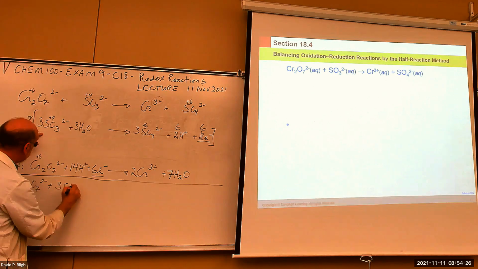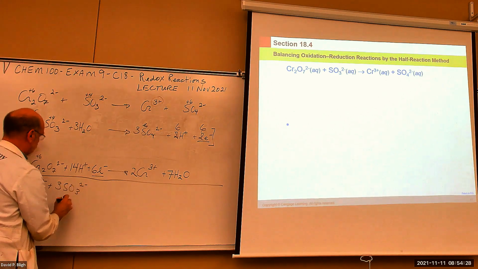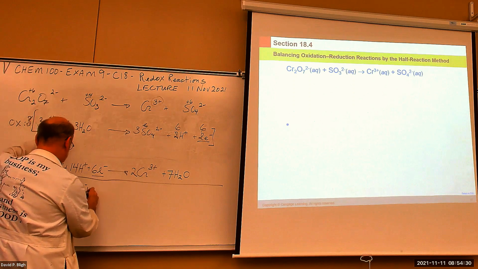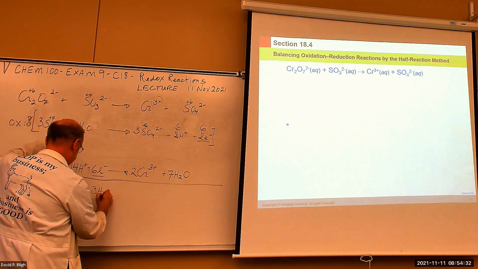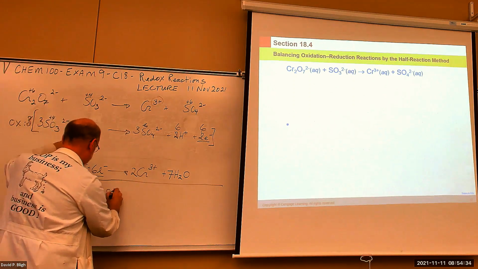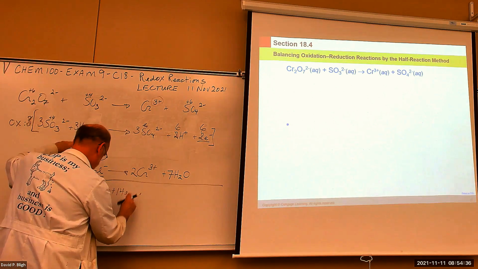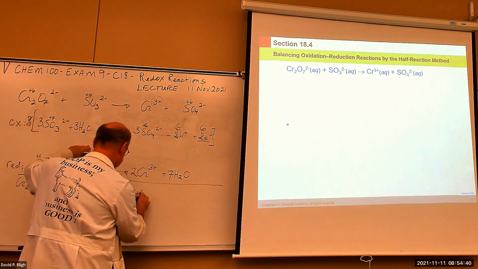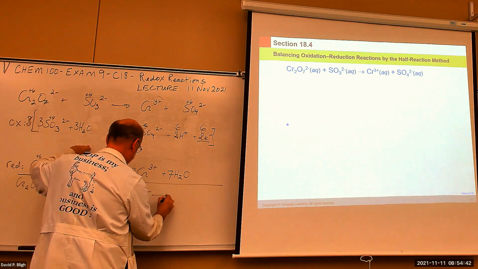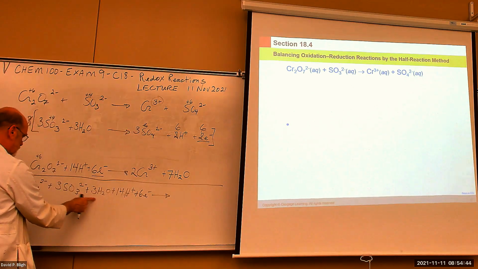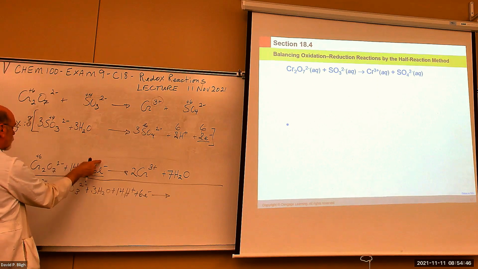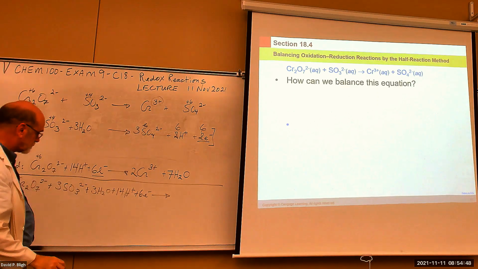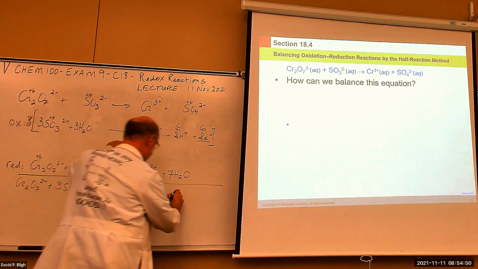Three sulfite. We have 3 waters. And 14 hydrogens plus 6 electrons. 1, 2, 3, 4, 5. Now let's bring these down.